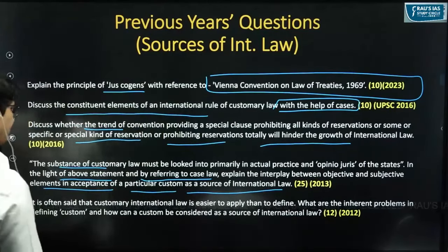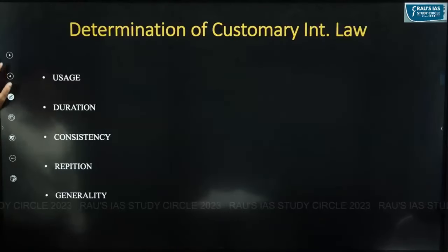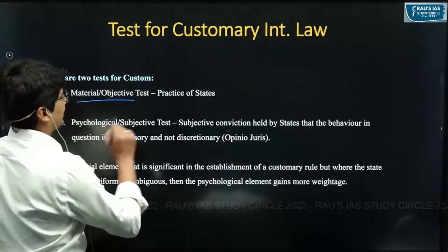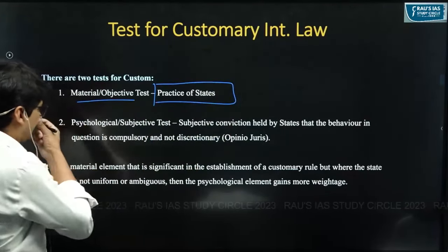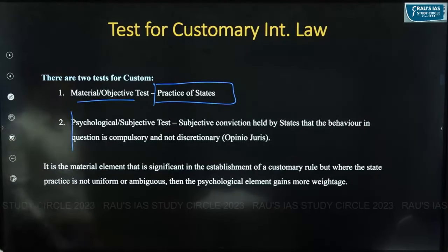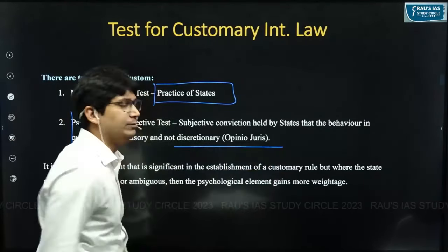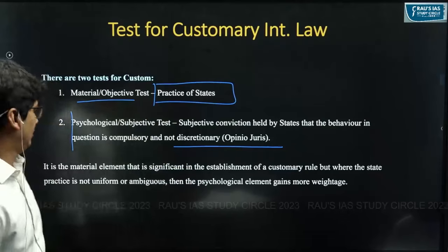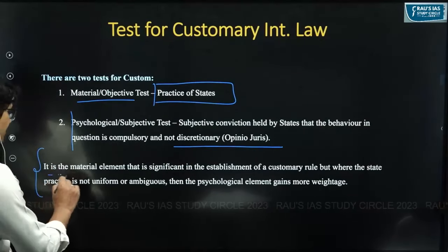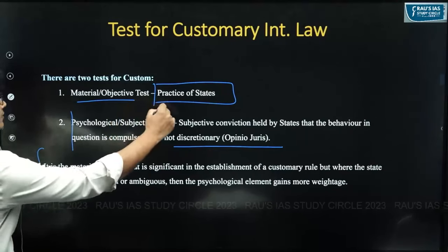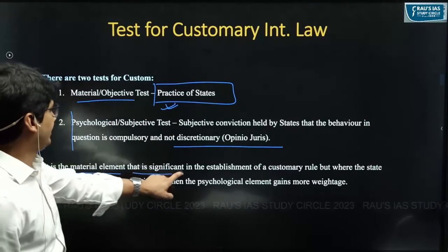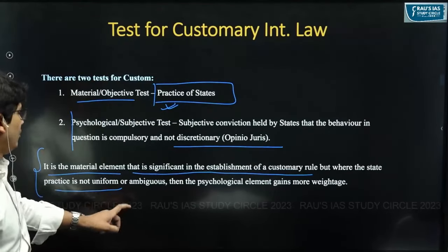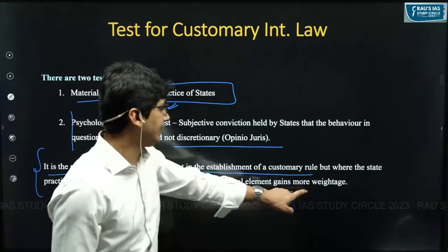Regarding the objective and subjective elements: the objective or material element is the practice of states, and the subjective test or psychological element is the opinio juris, states believing that they are legally bound by certain practices. Now here, importantly, it says that it is the material element that is significant in the establishment of a customary rule. But where the state practice is not uniform or ambiguous, then the psychological element gains more weightage.